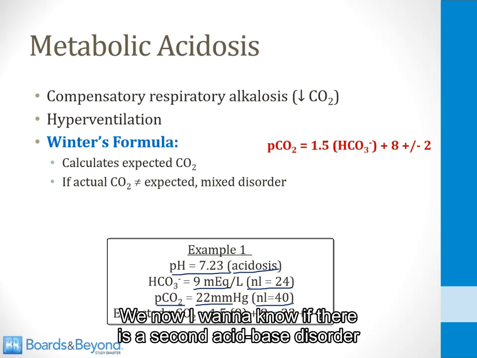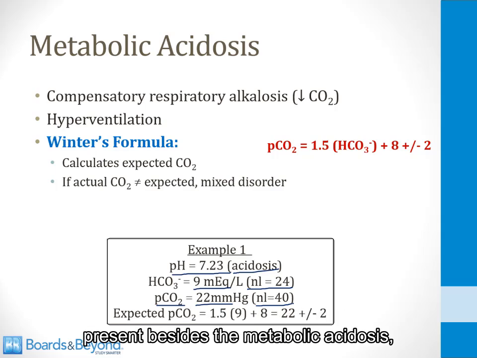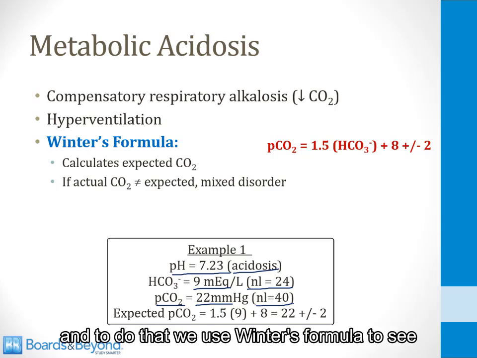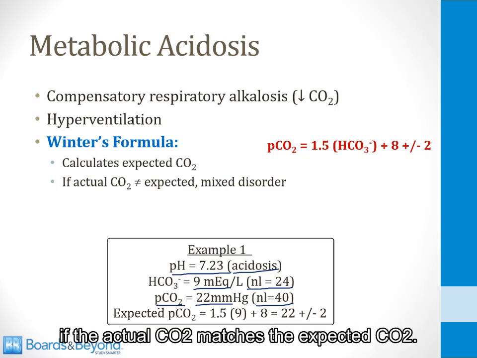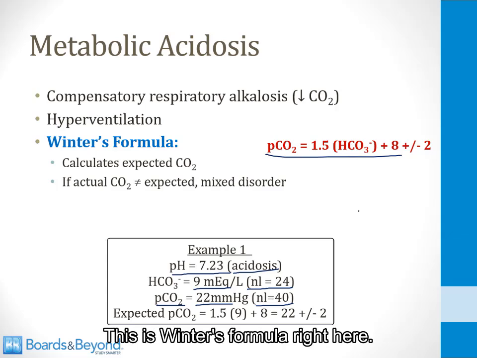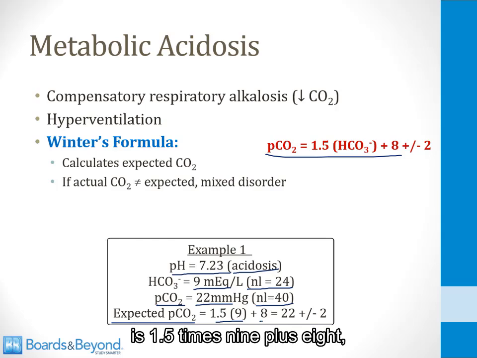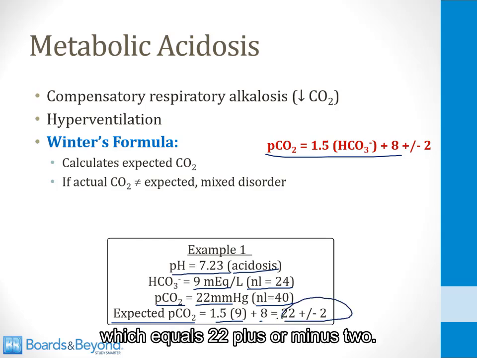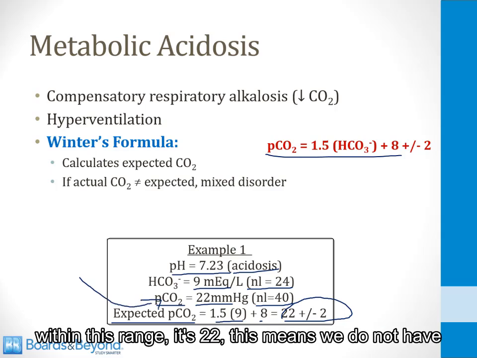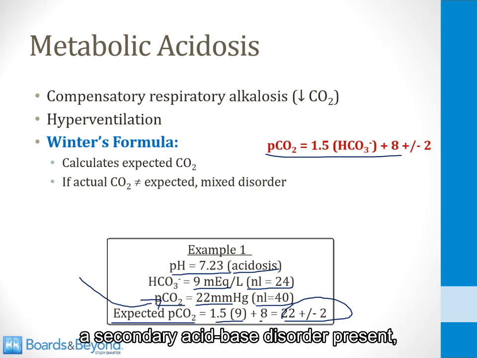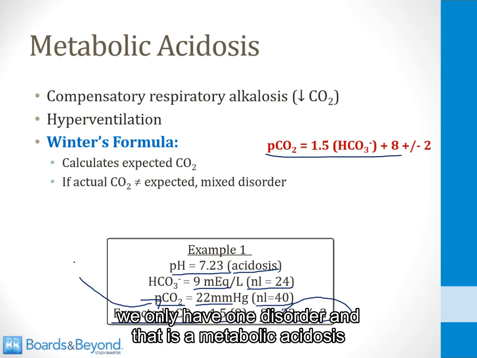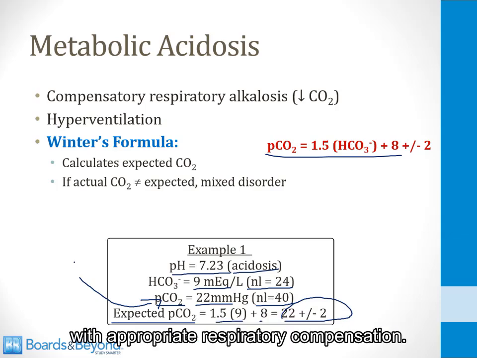We now want to know if there is a second acid-base disorder present besides the metabolic acidosis, and to do that, we use Winter's formula to see if the actual CO2 matches the expected CO2. This is Winter's formula right here. If we plug in the values from the question, Winter's formula says the expected carbon dioxide level is 1.5 times 9 plus 8, which equals 22 plus or minus 2. And our actual carbon dioxide level falls within this range, it's 22. This means we do not have a secondary acid-base disorder present. We only have one disorder, and that is a metabolic acidosis with appropriate respiratory compensation.